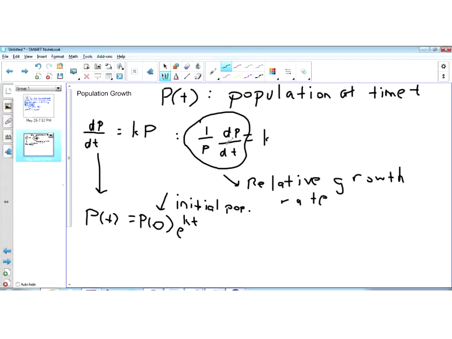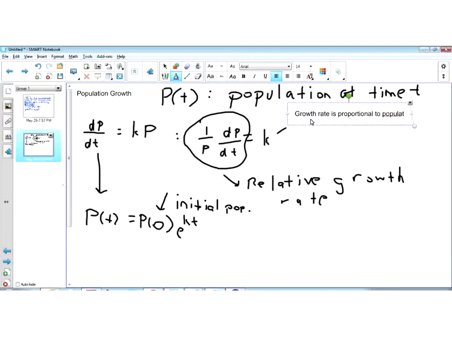So growth rate is proportional. This is a proportionality. The interpretation is that growth rate is proportional to population size. That's what this equation means.